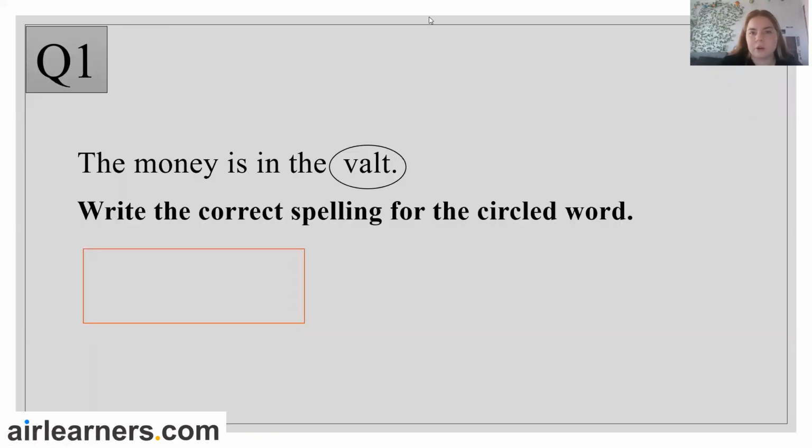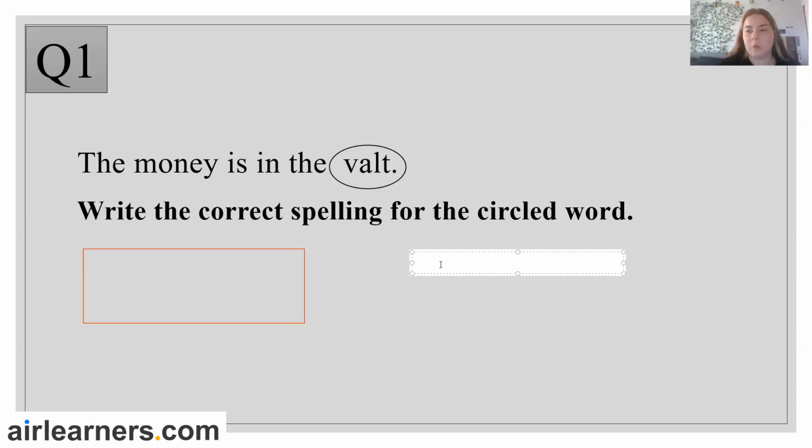So this kind of question is really common in our NAPLAN tests. It's asking us to write down the correct spelling for the circled word. So firstly, we need to read the sentence. The money is in the vault. So we need to firstly sound out our incorrect word. Vault. There's one syllable in this word.